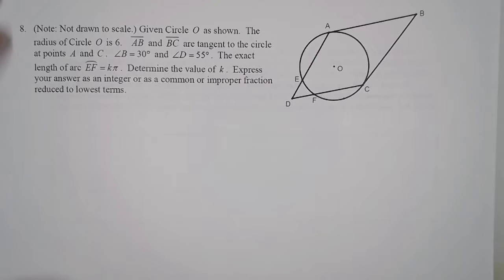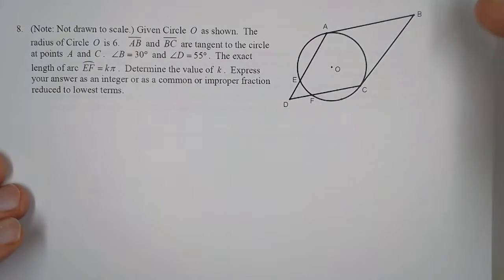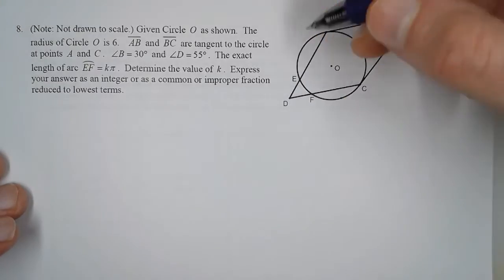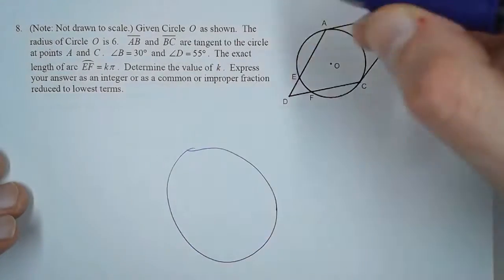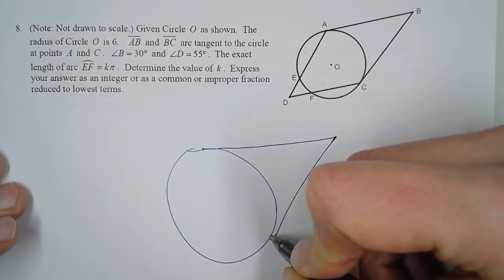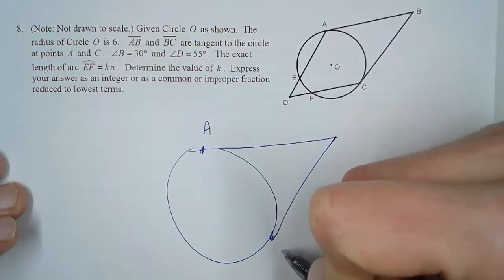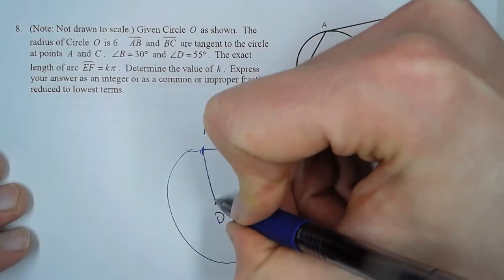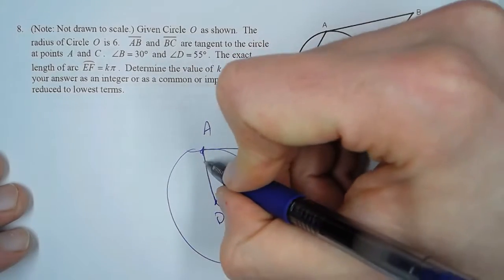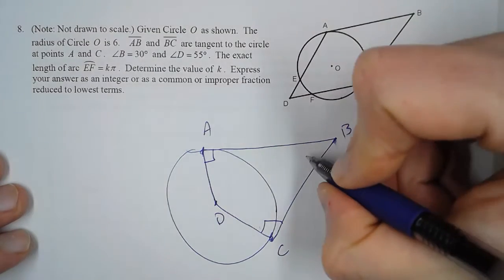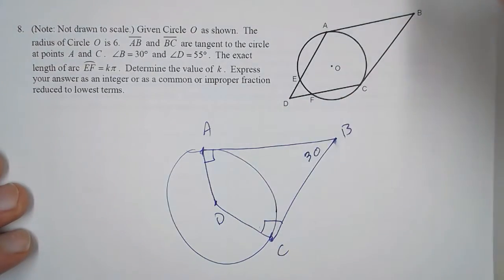All right, so there's really two parts to this problem. The first part is figuring out this arc measurement, and then from there we get this arc measurement. So first, we're going to focus on this. So here we have point A, here we have point C, here's D, here's B. Now they told us that it is tangent at point A and point C, so that makes 90 degrees here and here. So then we've got 30 degrees here.